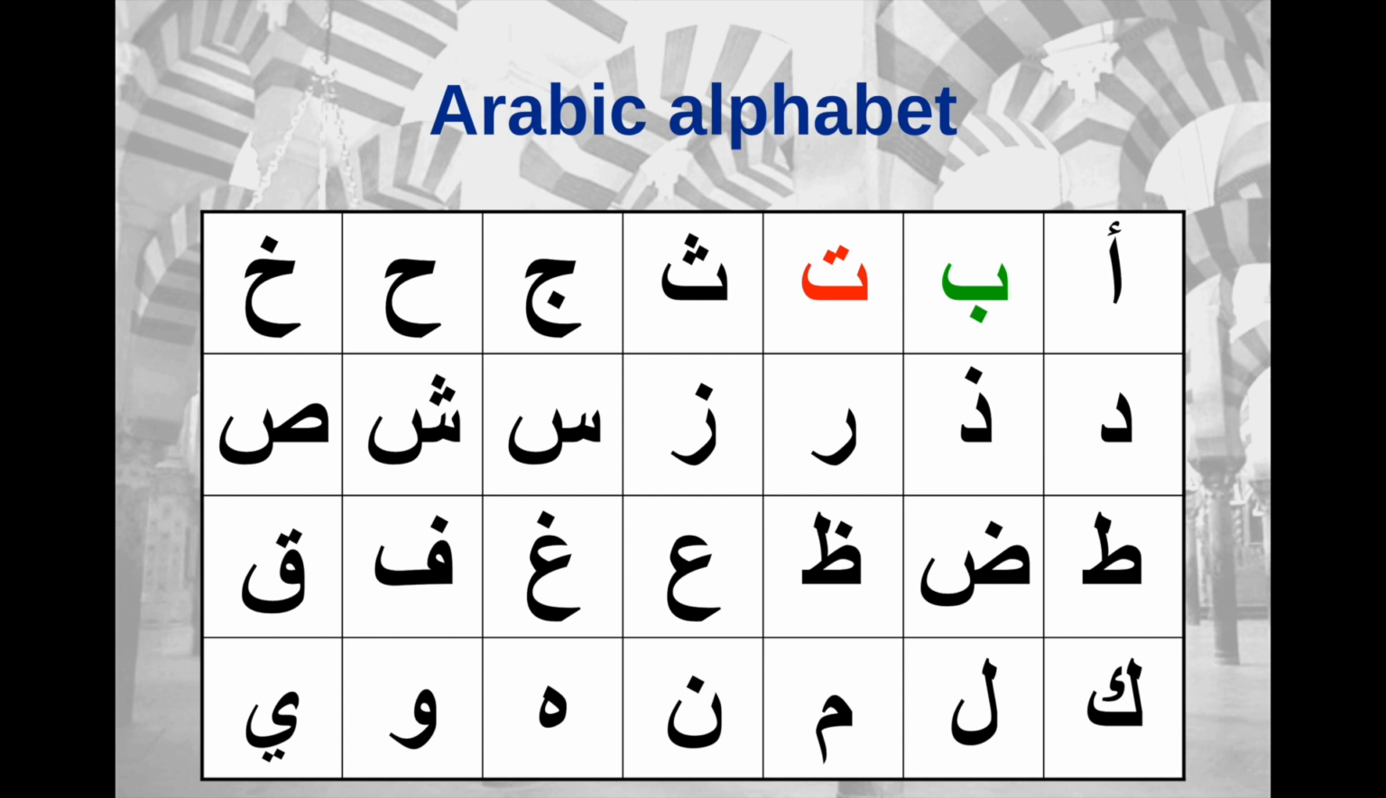Ba, the dot is below. Ta, there are 2 dots, and they are on the top. So, Ta, top. Ba, below. 1 dot for Ba and 2 dots for Ta.